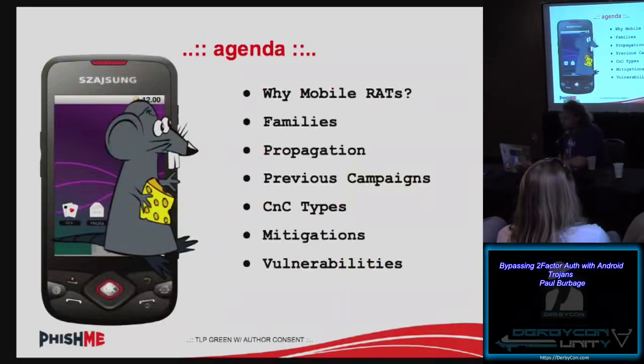Let's go over our agenda for today. We'll talk about why miscreants are utilizing mobile RATs for account takeover. Introduce 3 families. Talk about how they're spreading in the wild, some previous campaign info, and the different command and control infrastructure types. We'll also talk about some mitigations that organizations can implement to combat these threats. And finally, of course, what I like to talk about is the vulnerabilities of these malware families.